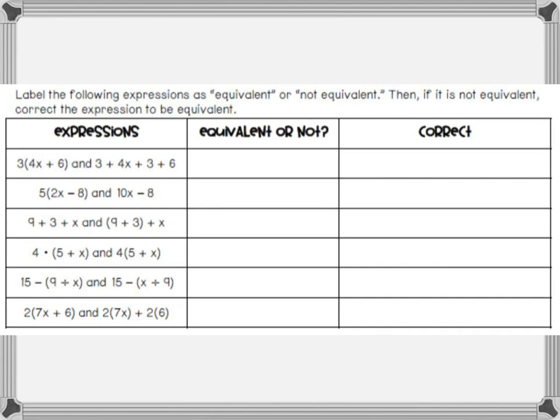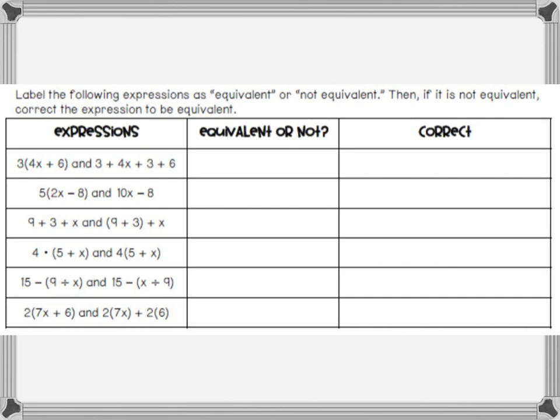So now here what we're going to do is look at these 2 expressions. They're separated by the word and, and we're going to decide if they are equivalent or not. So your job is to look at them and decide if they're equivalent. If they are not equivalent, you need to fix it so that they are. If they are equivalent, then you need to just say they are equivalent and move on. Let's do this first one together. Then I'm going to have you pause the video and solve the others.